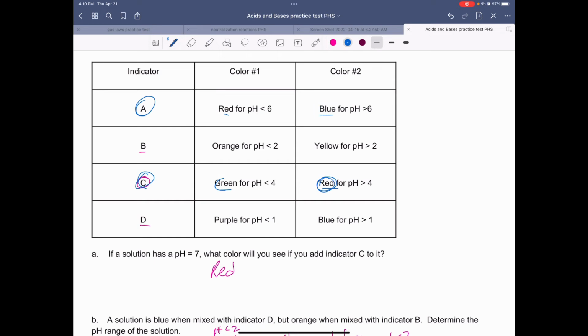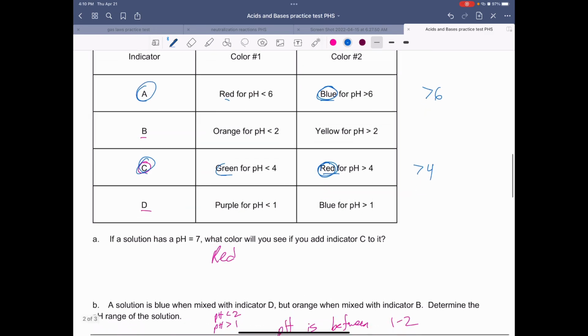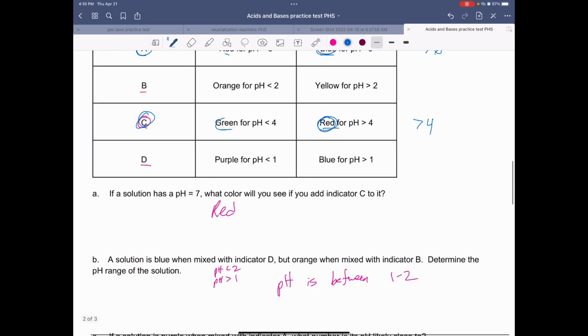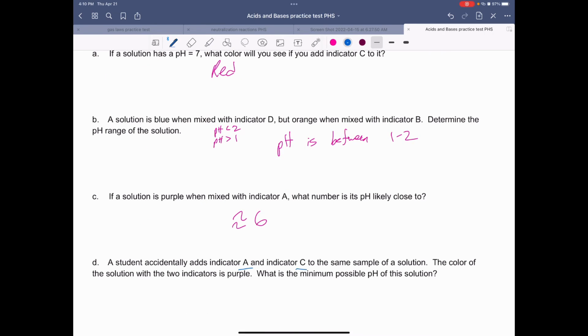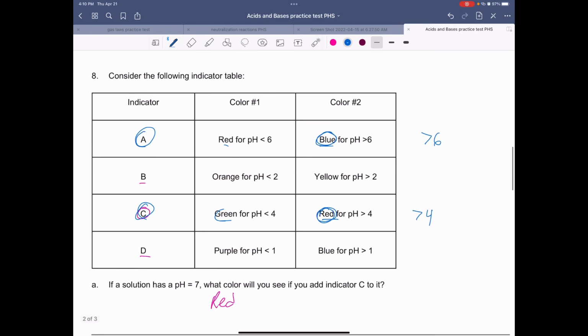the blue from here. In order for C to be red, the pH has to be greater than 4, okay? In order for A to turn blue, the pH has to be greater than 6. And remember that both are happening in this solution, right? Because you've accidentally added A and C together, and somehow you're getting purple. So what we need to find is something where both of these things are true.